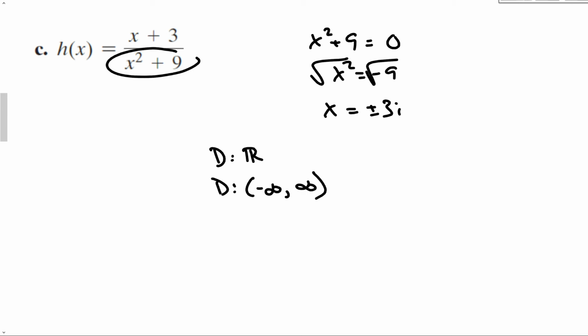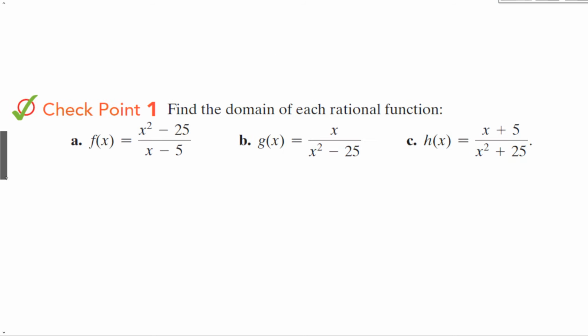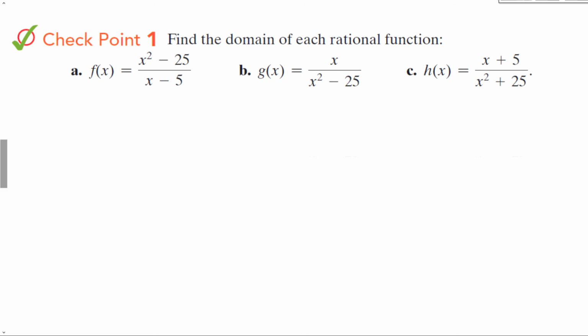Okay. Let's do some checkpoint problems. So here, my domain, I'm just going to jump right to interval notation, right? Everything but 5. So we go from negative infinity to 5, and from 5 to positive infinity.